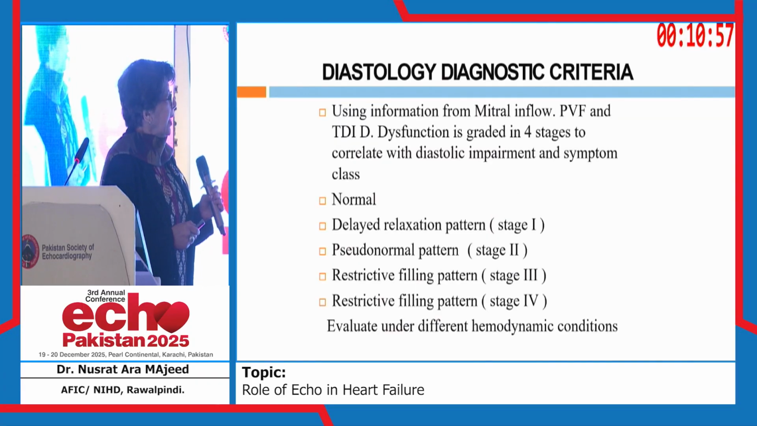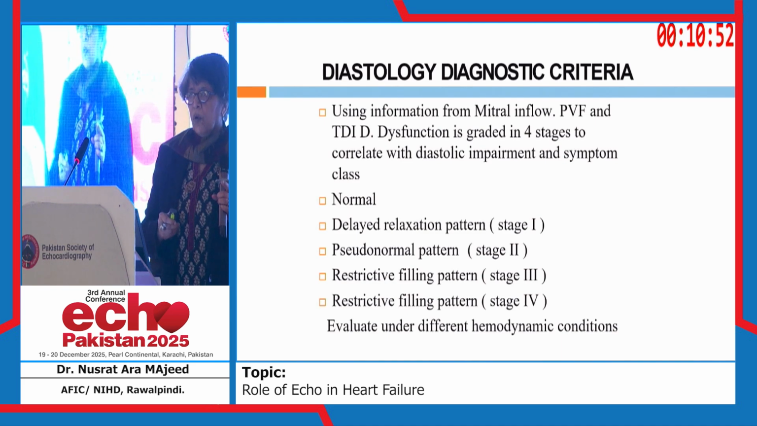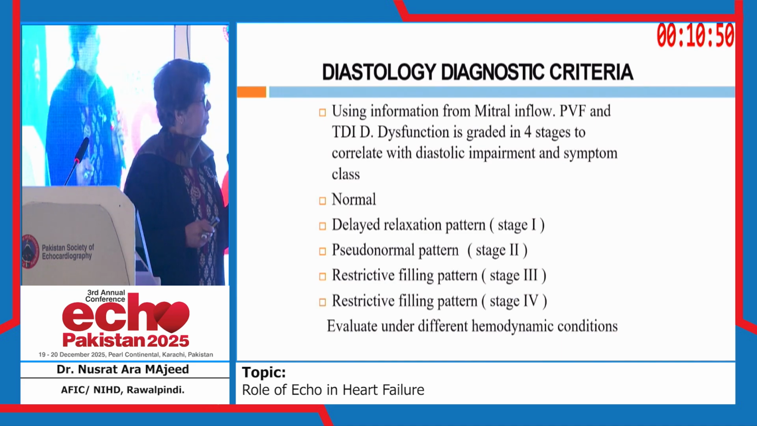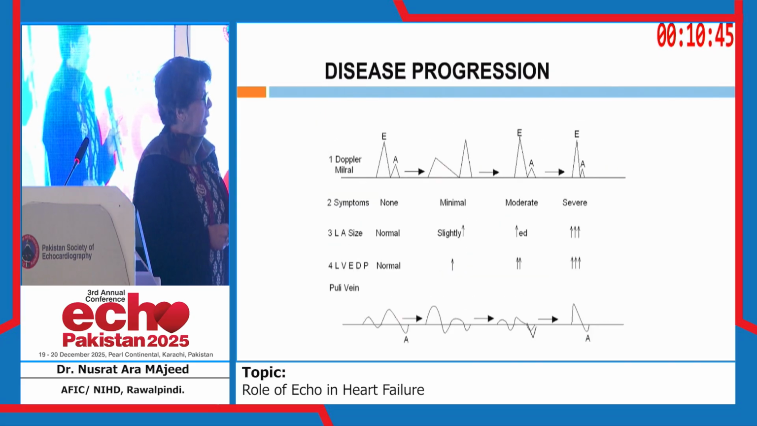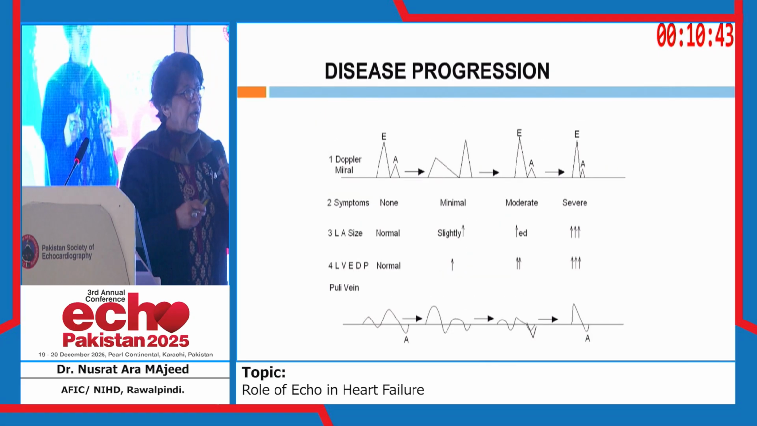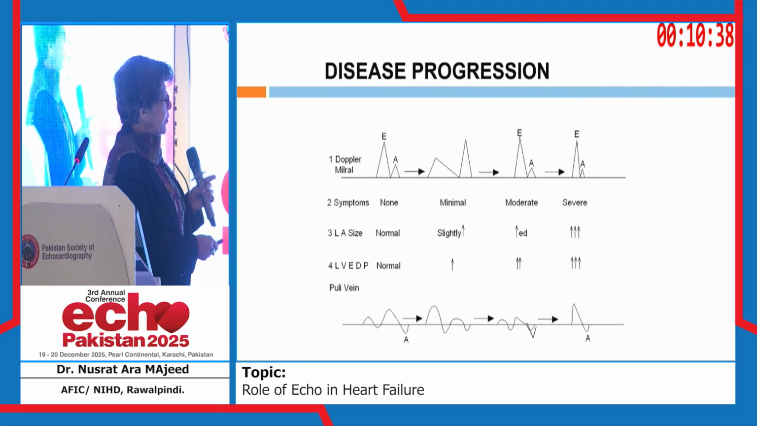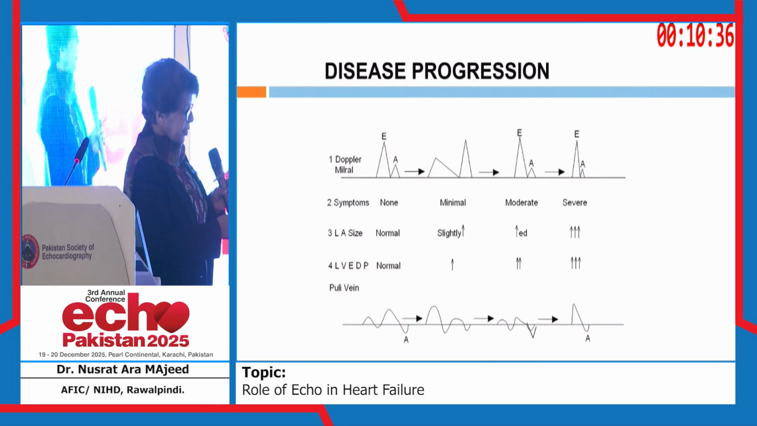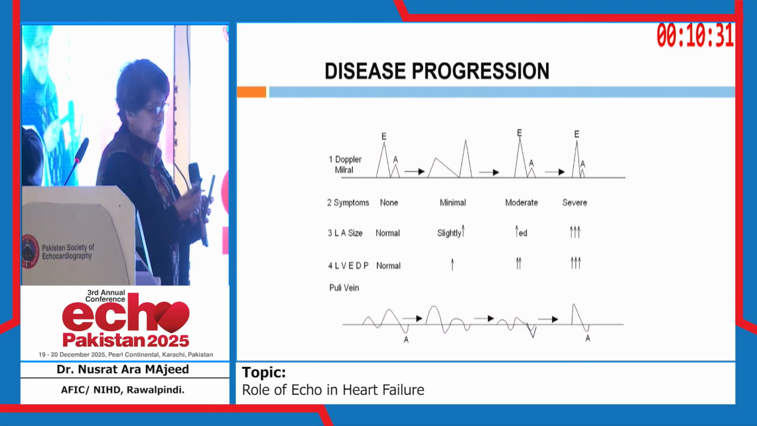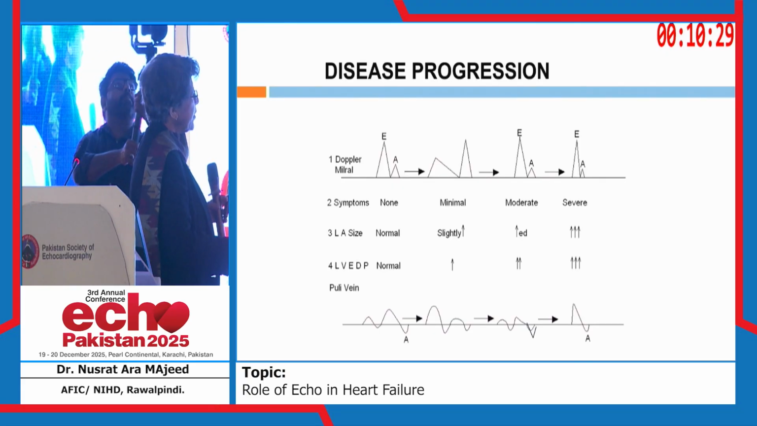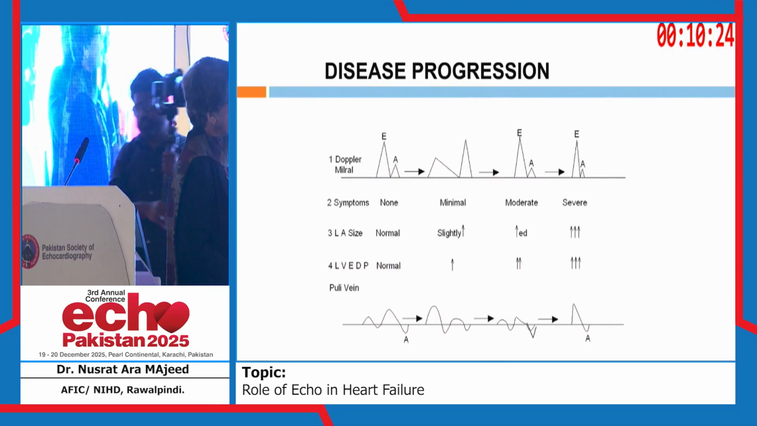Now, I will not go into that. Using this information, we take transmitral flow, TDI, and the pulmonary venous flow. It is divided into 4 stages, so I have condensed 5, 6 slides into one. Here is the Doppler pattern, symptoms, LA size, and LV end-diastolic pressure. As you can see, this is normal: LA size is normal, no symptoms, E twice the size of A, and left ventricular end-diastolic pressure normal.